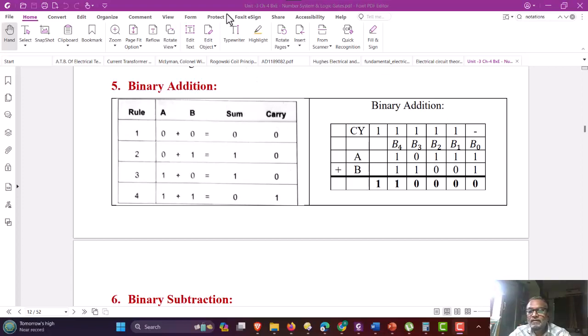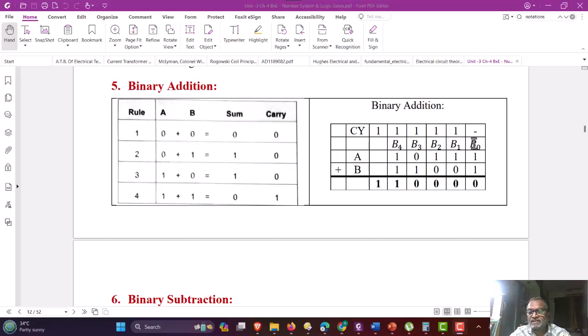When multi-bit binary addition is to be done, then it is similar to our conventional multi-digit decimal number addition. We will add the bits of the two binary numbers column by column. Let us take the example. Suppose there are two numbers A and B with the bit numbers B0 to B4. Then the binary addition can be done column by column.